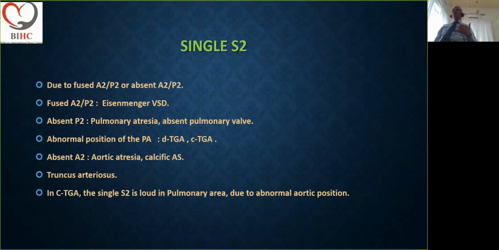I earlier referred to the second sound in corrected transposition, the aorta being left and anterior, underlying the pulmonary area, and in CTGA, therefore, you can have a loud A2 in the pulmonary area.